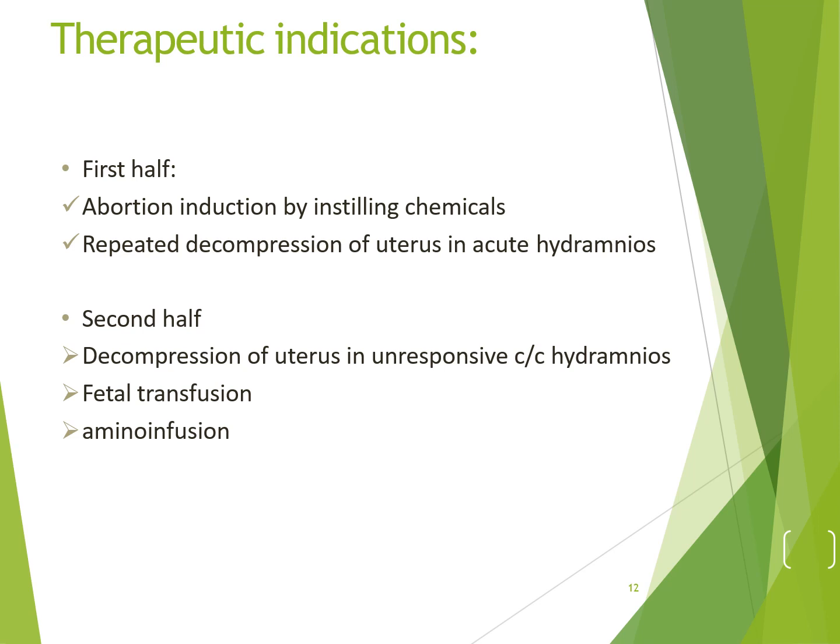And in the second half of pregnancy also, same for decompression of the uterus in the case of unresponsive complaints of polyhydramnios, and for fetal transfusion. If the baby is having any problem and you want to give a blood transfusion, that is for twin to twin transfusion syndrome, where the blood is passing from one baby to the other baby in the case of twin pregnancy. In that case we are supposed to give blood and other products to the baby from where the blood is being lost, that is fetal transfusion.